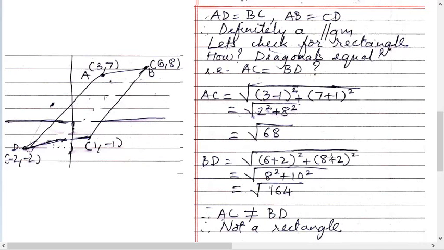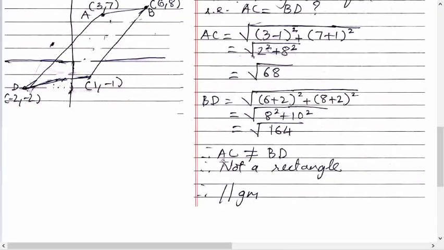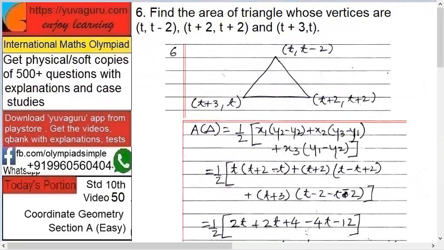plus 2 the whole square plus 8 plus 2 the whole square equals root of 164. So AC is not equal to BD. So definitely it's not a rectangle. So it is a parallelogram. Okay, that's the structure. That's the answer required.